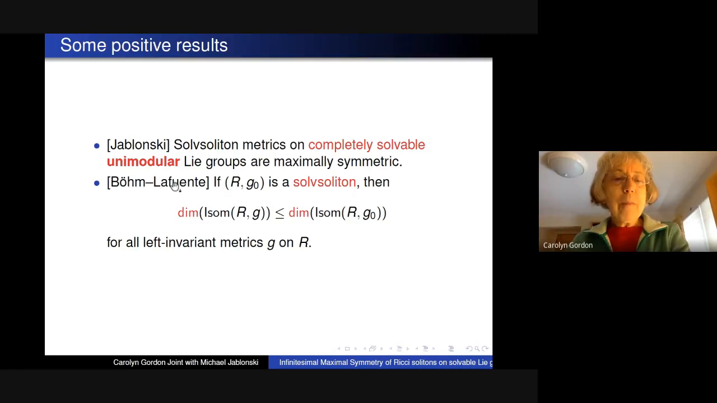The recent work of Böhm and Lafuente involving Ricci flow enables them to conclude again for solvsolitons that the dimension of the isometry group of the solvsoliton is at least as big as the dimension of the isometry group of any other left invariant metric. But it doesn't say anything about containment of the isometry groups, just the dimension. And this is for solvsolitons specifically.